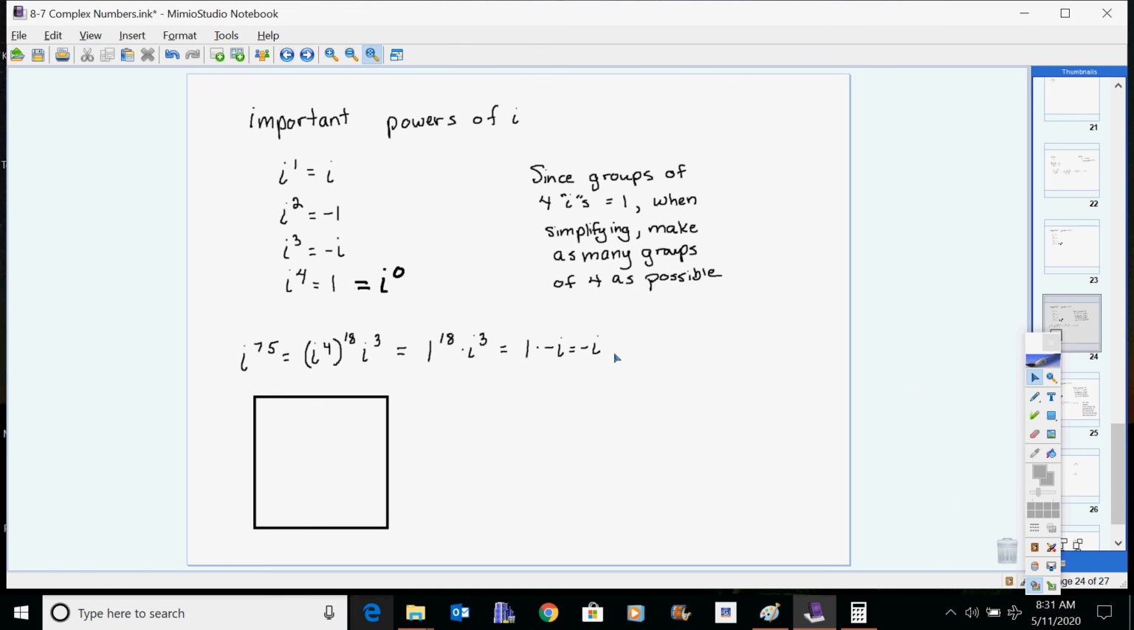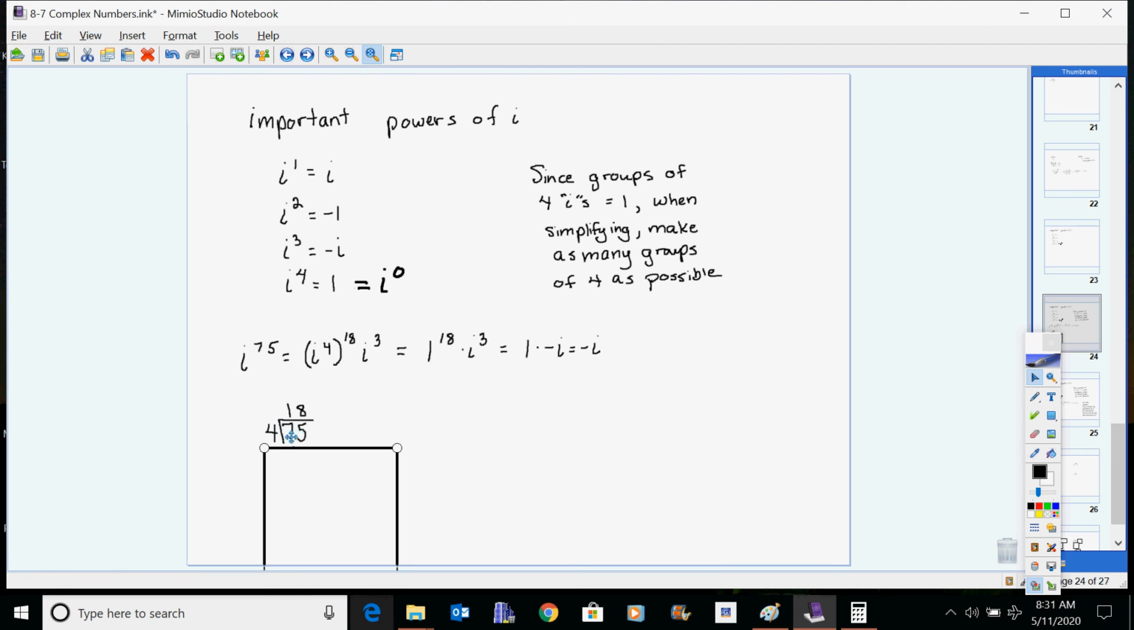This is a long road to get here, but I wanted you to see that when we have any groups of i to the fourth, it is a 1. So rather than have to go through all this, since every group of 4 of them just gives you a 1, no matter how many times you multiply 1 out, you're going to get a 1. And so the 1 just kind of gets swallowed up in it and disappears.